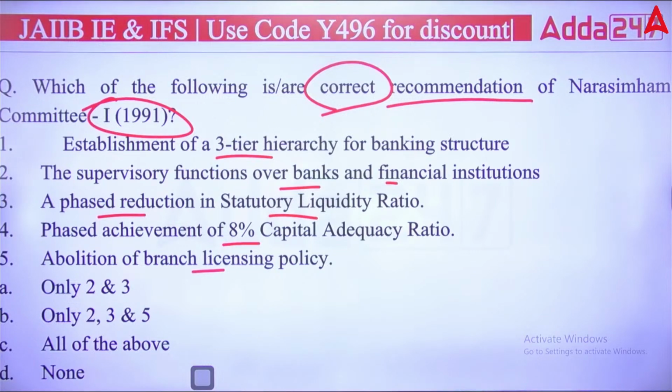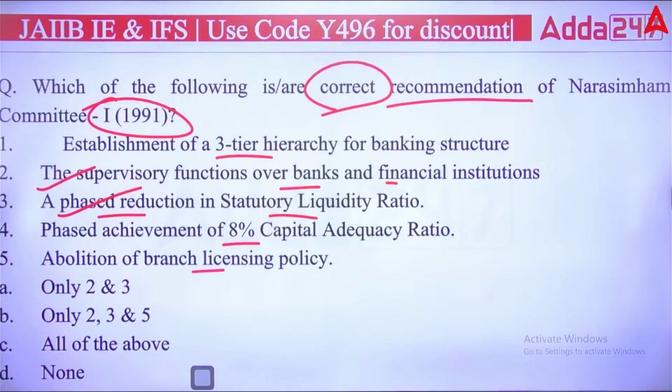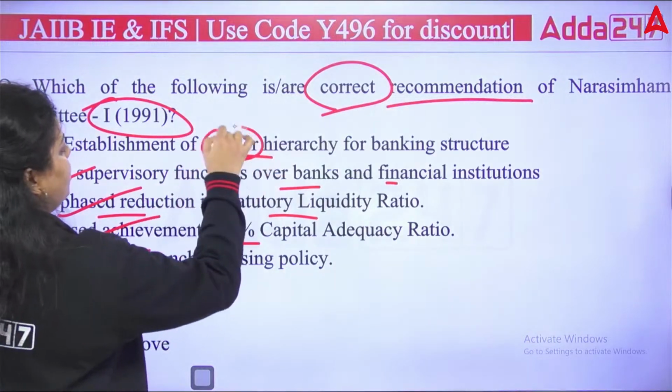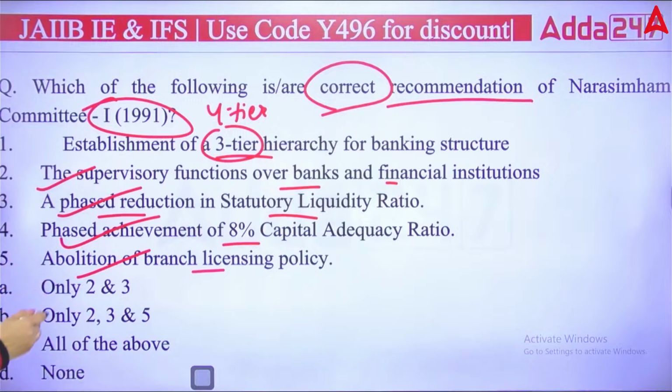Why none of the above? Because actually the supervisory function over the banks and financial institutions was introduced. A phased reduction of SLR has been said. The phased achievement of 8% capital adequacy ratio is correct. I can say abolition of branch licensing policy is also correct. But establishment of a 4-tier hierarchy has been said. And none of the options is actually defining the right answer. So the right answer will be none, because the right combination of answers has not been given.